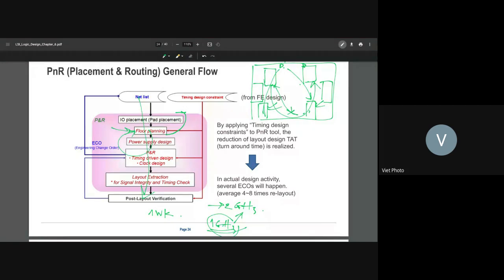So the trial and error here is really that we have the placement, then we run route and so on, and then we see, okay, where's the critical part? The critical part, let's say, is now here.